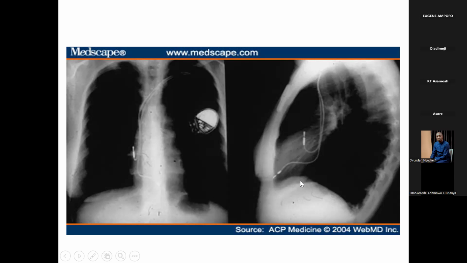Because the challenge will come when you don't test it, and the patient comes out of the theater, and by the following day, they are just having hiccups, and this patient is now pacemaker dependent. So that means that every cardiac cycle, the patient is going to have hiccups. That can be very troublesome. The patient will just tell you to go and remove the pacemaker because you are not giving them peace. So diaphragmatic stimulation is a very troublesome thing. Okay?